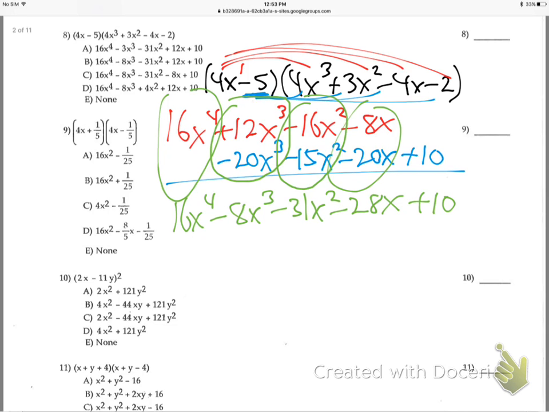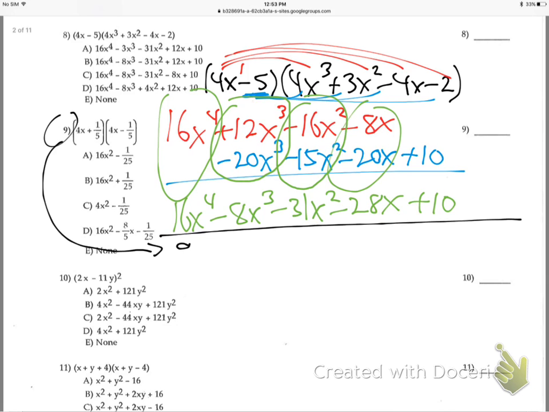Then I'll try to do number 9 down here. Four x plus a fifth times 4x plus a fifth. So this is another multiply, double distribution. Number 8. What's that? Would negative 20 be positive 20 since negative 5 plus negative 4 is positive? Yeah. I did that in the last class too.